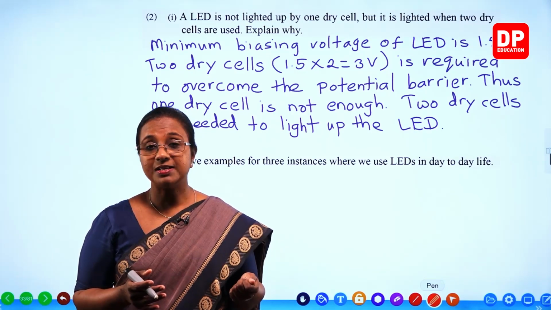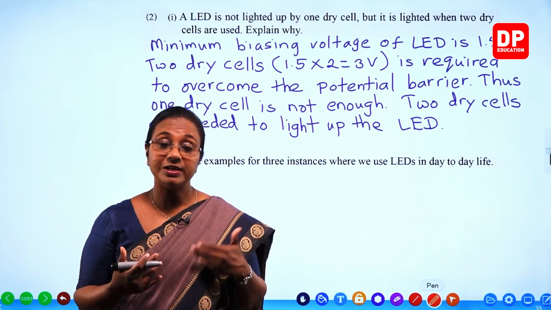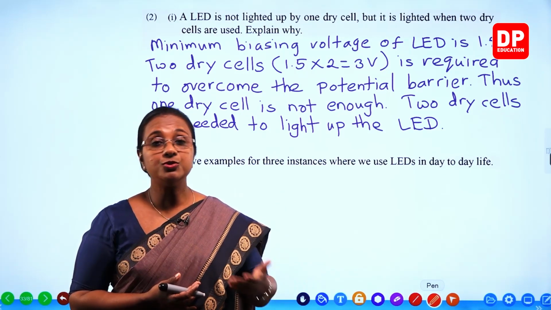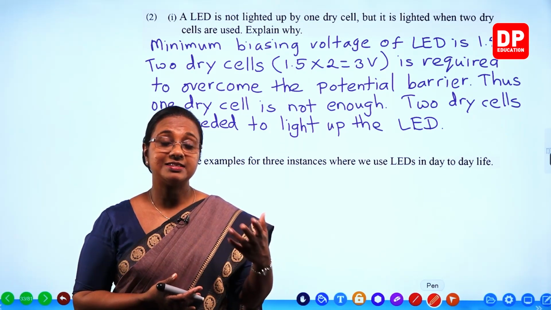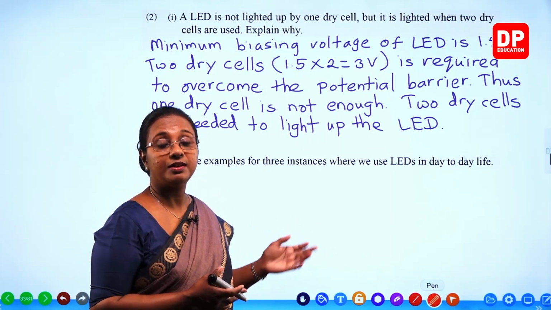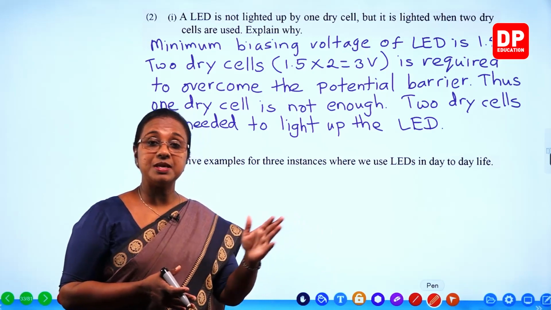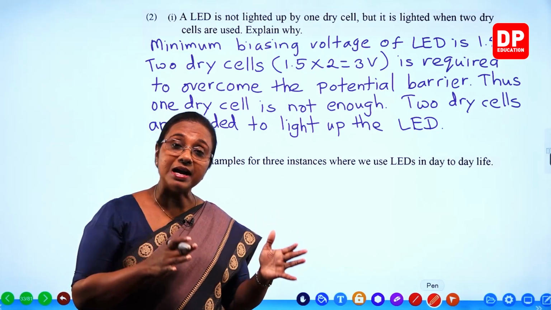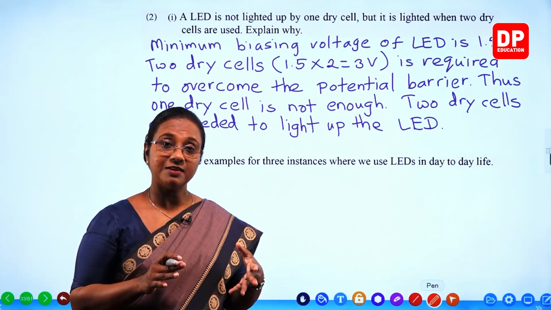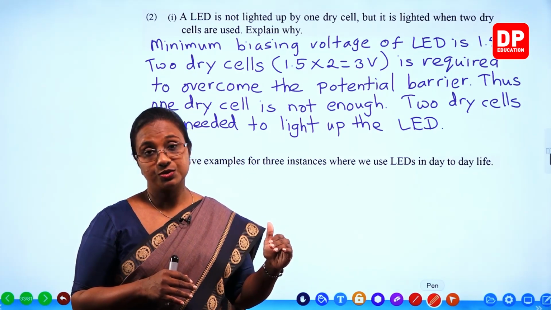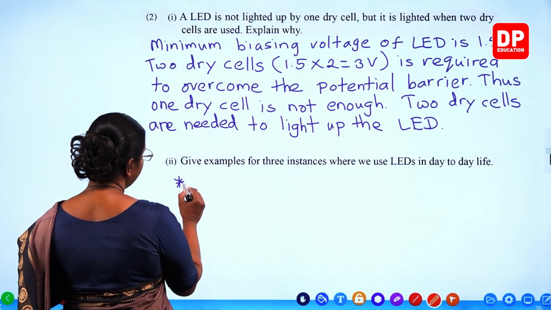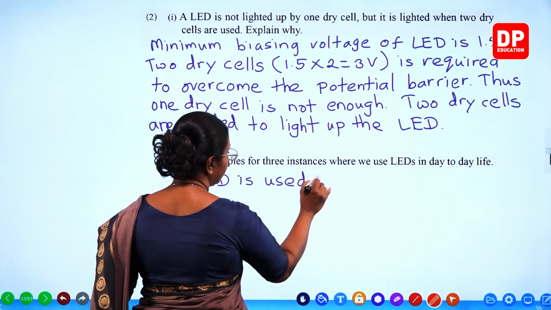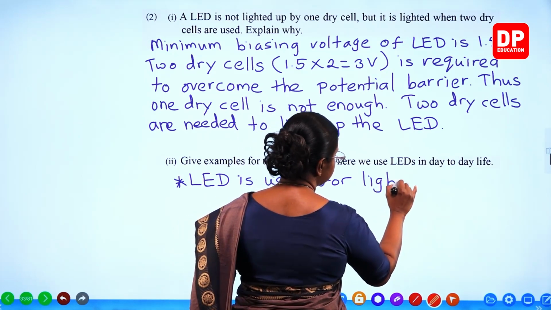In maps and other different places where we use them as indicators. Actually, in the early days, LEDs were used mostly as indicators. But now they are being used to make LED televisions as well as LED lights. So we can write all three uses here. LED bulbs, LED torches, LED headlights, all of them come under lighting. So I will write that as one use. So here we can say LED is used for lighting purposes.